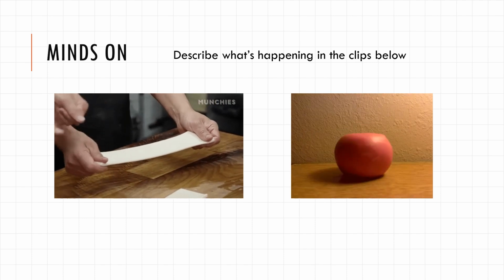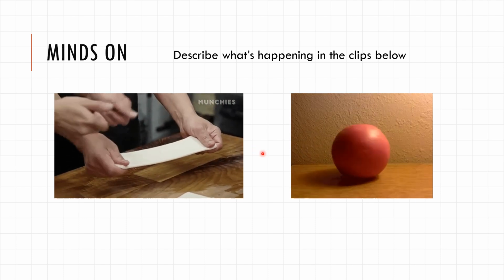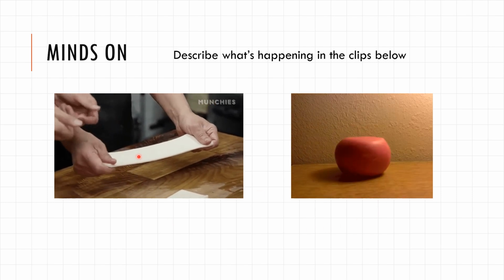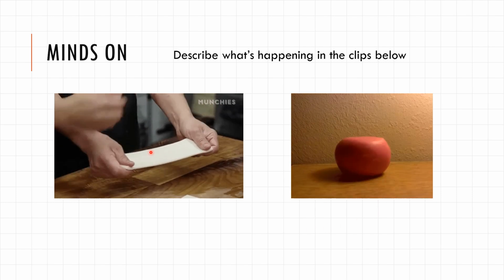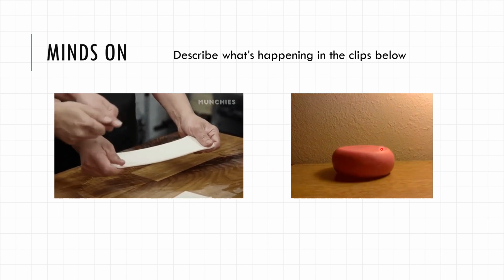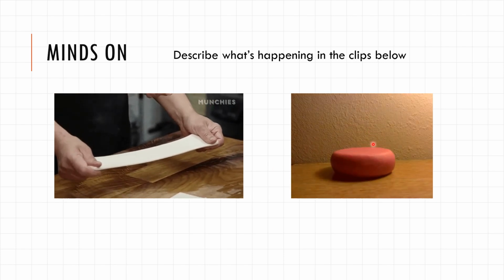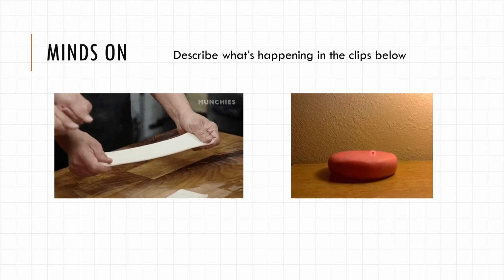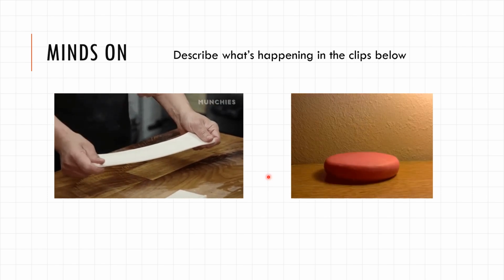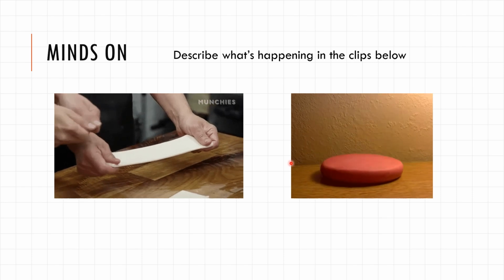To start off, I'd like you to really take a second and think about what is happening in these clips right here. What is happening to this piece of dough as these hands are moving apart? What is happening to this red ball of clay as it's sort of being pushed down towards the ground? There are special words that we use to describe these sorts of transformations that we will learn today.